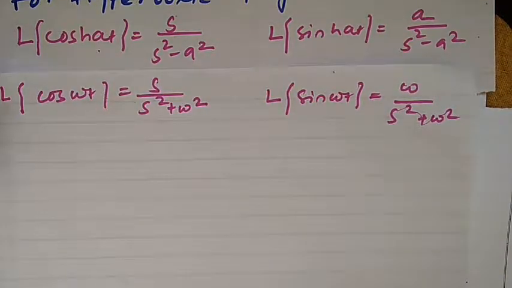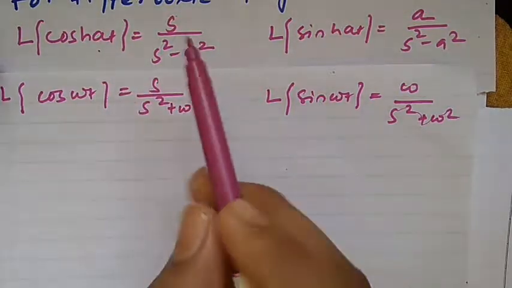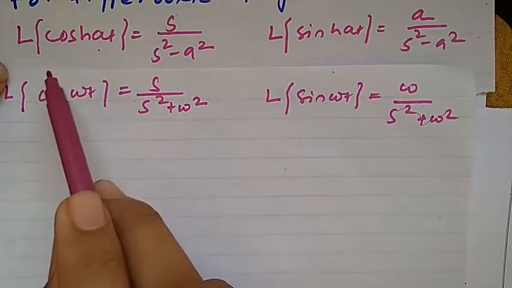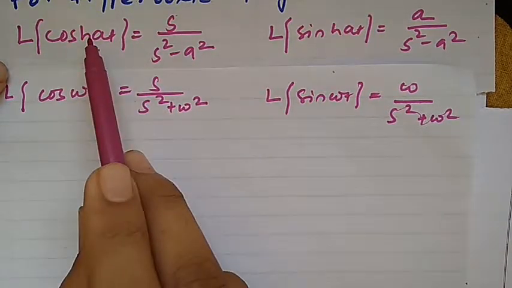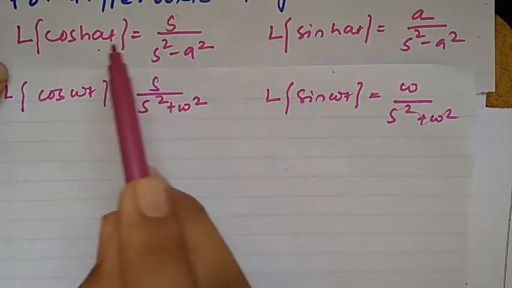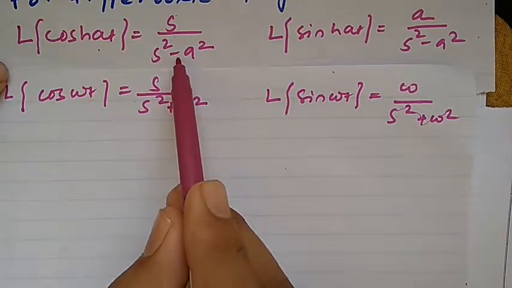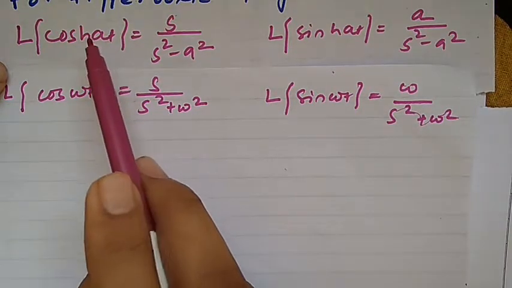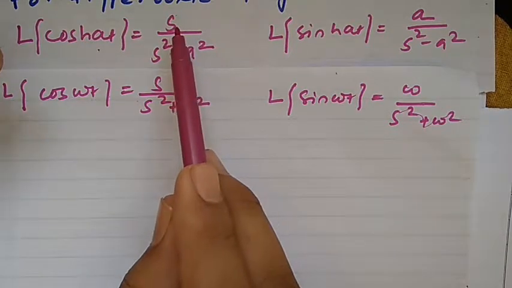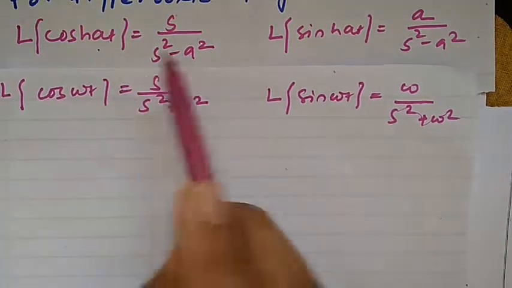Remember these four formulas, these are very important, and you can use some tricks to remember them. Let's see the trick here. If cos is there, the numerator is s. And if h is there, the denominator has a minus. For hyperbolic functions it will be minus, and for cos the numerator will be s. Remember these two rules, and the formulas will be remembered.